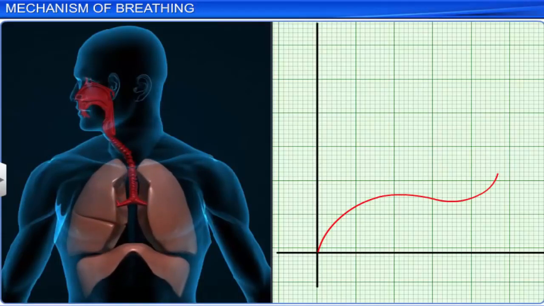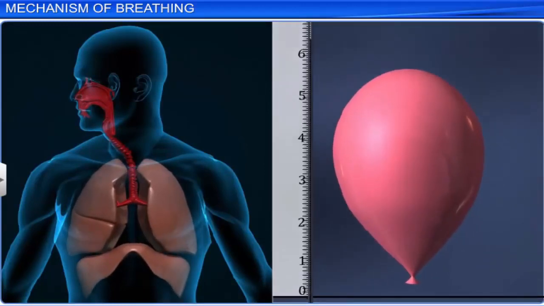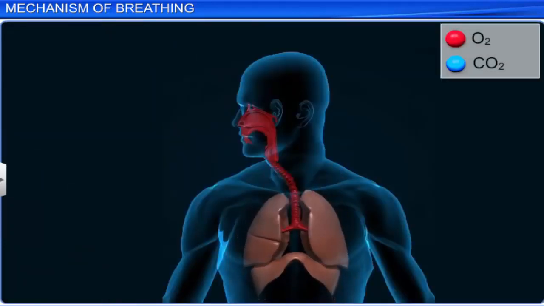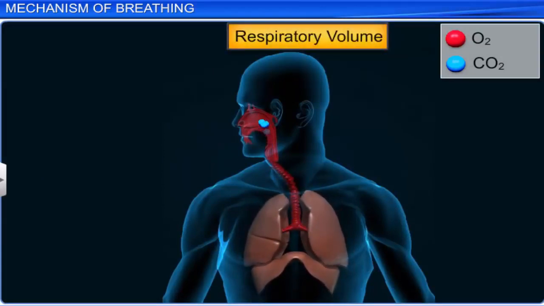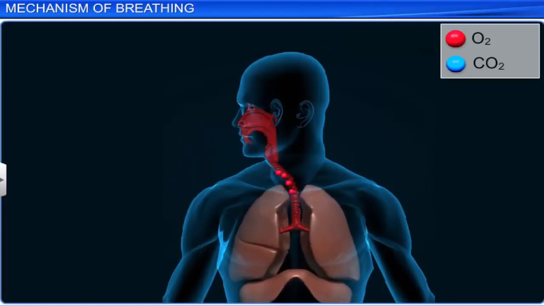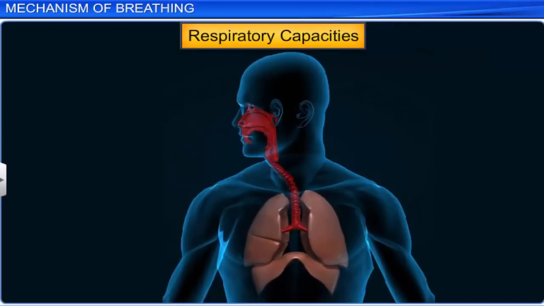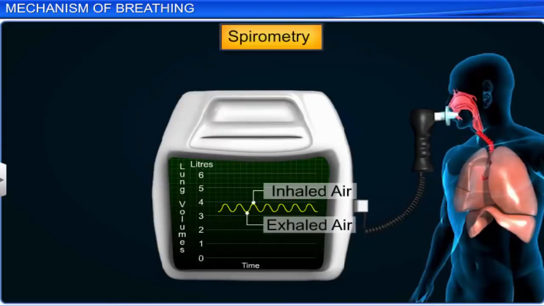But can we measure how much we can breathe? An average lung can hold about 6 liters of air, of which only a small amount is used during normal breathing. The volume of gas contained within the lungs is called respiratory volumes, and different combinations of lung volumes are called respiratory capacities. The volume of air inspired and expired by the lungs can be estimated by using a procedure called spirometry.